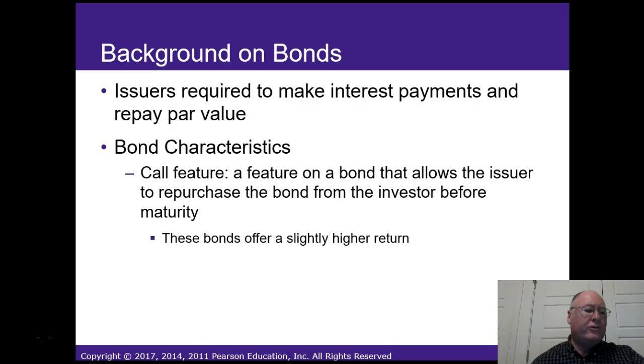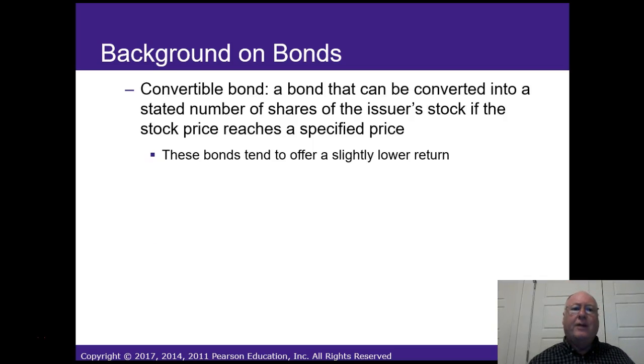There are certain terms, certain characteristics of bonds. You'll sometimes read or hear about something called a call feature. And this is a feature on a bond that allows the issuer to repurchase the bond from the investor before maturity. And any bonds, because there's a certain risk factor associated with the fact that you may not be able to hold that bond until maturity, they usually offer a slightly higher return to the holder of the bond itself.